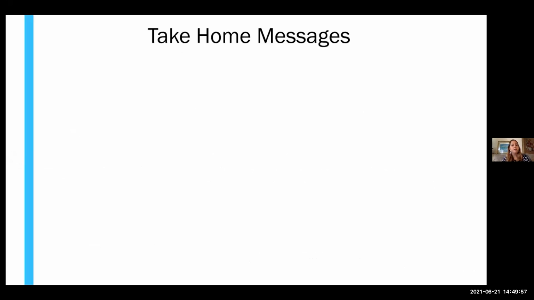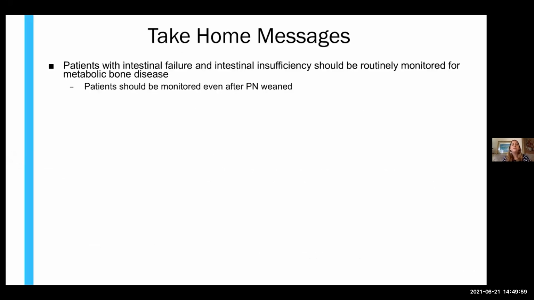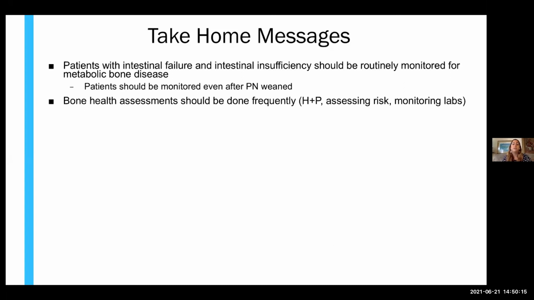So our take-home messages are that patients with intestinal failure as well as intestinal insufficiency should be routinely monitored for metabolic bone disease. And important to note that patients should be monitored even after PN is weaned, and they might be at higher risk for low bone mineral density after they're off of PN. Bone health assessments should be done frequently.